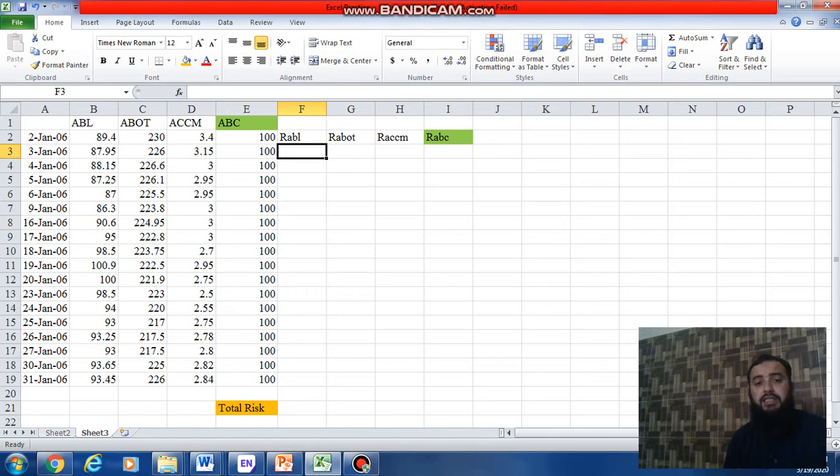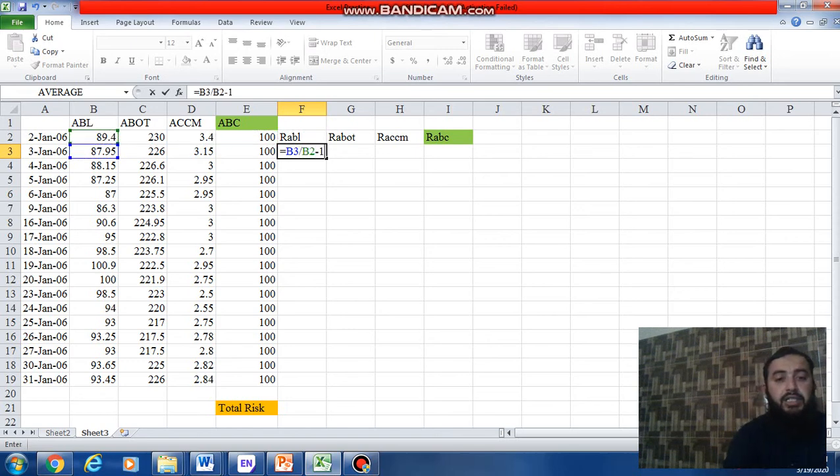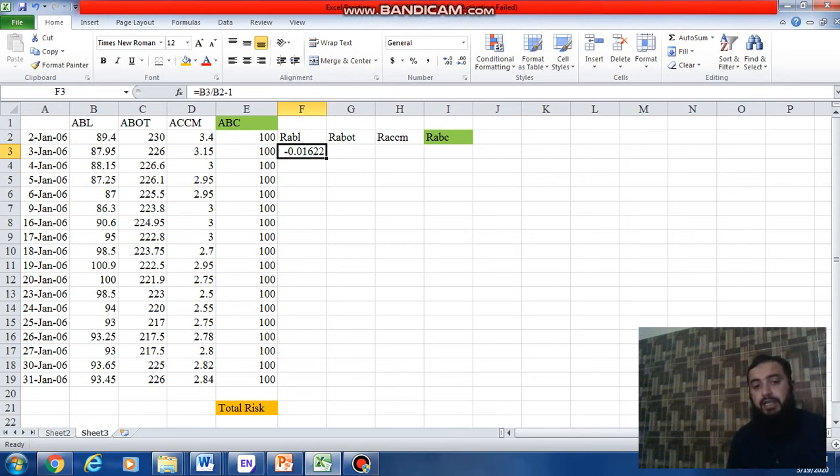The first step is to calculate the degree of change in a given security over a given time period. The formula to find the change, or the return, is the current value divided by the previous value minus 1. You can also calculate it another way by writing equals LN of current value divided by previous value. Similarly, if I drag this, now these are the returns of the different firms at a given time period.